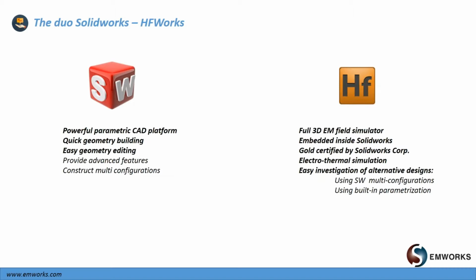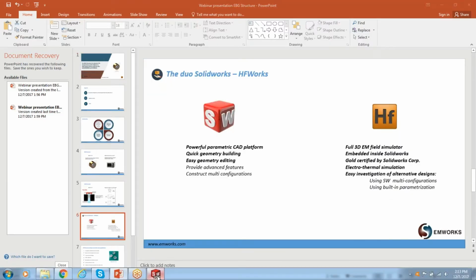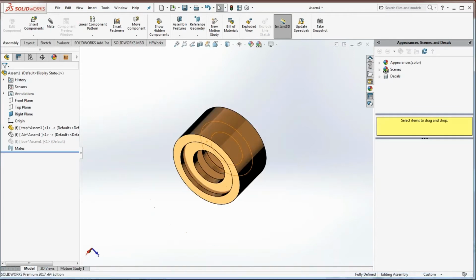HFWorks is a gold certified software by SolidWorks, and it can handle electrothermal simulation, high power, high frequency simulations like S parameters, antennas, resonance, and it can use the SolidWorks and the multi-core features of your devices. So now let's try to see the software in action.